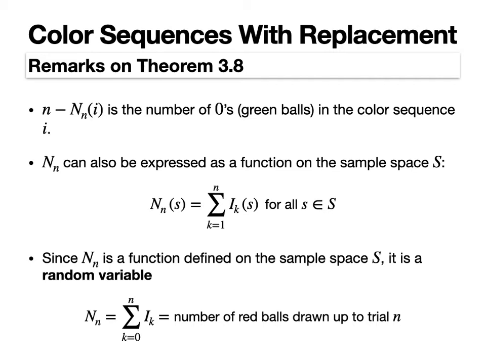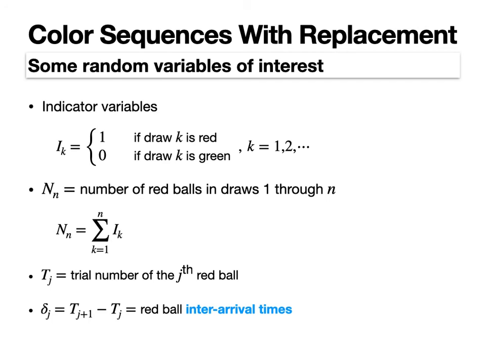And this shows that n sub n can be thought of as a function on the sample space, right? Because the I sub k's, we already know, are functions on the sample space. So that means that n sub n, the number of red balls that are drawn, is also a random variable. So we're going to be basically studying a number of random variables associated with this process. And just to list a few of them, of course, we've already talked about the indicator variables. We've now introduced this n sub n, which is the number of red balls drawn in trials 1 through n.